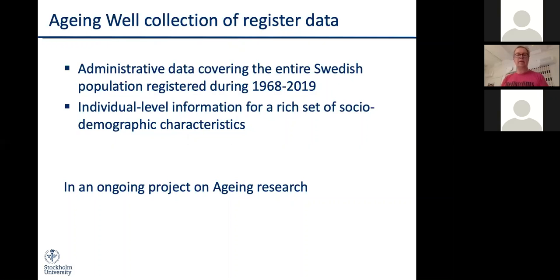And then, as usual, we have individual level information for a rich set of socio-demographic characteristics. Statistics Sweden collects data from different registers, from educational registers, taxation registers, and so on, and you can join the different information so that you have a good picture of background information, both socio-economic and also demographic life histories: domestic migration, international migration, civil status histories, and so on.